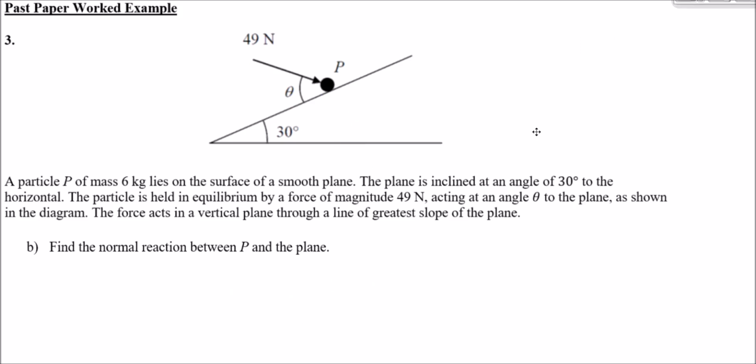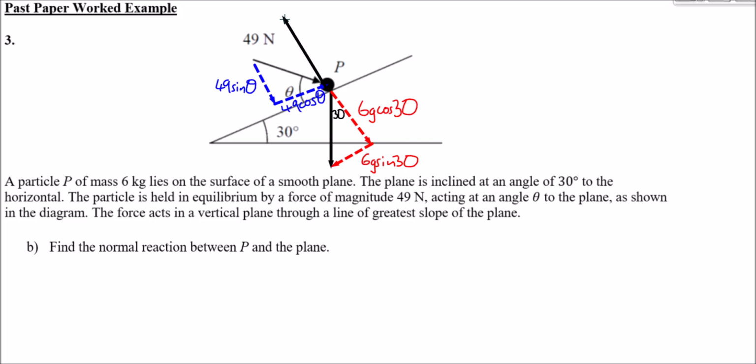For part B, we need to find the normal reaction between P and the plane. So it's worth just remembering what we labelled in terms of our resolving earlier on from part A. So here's what we resolved for part A. One thing we didn't add in was this normal reaction. So let's just add this in now, because obviously we need to work this out. So the normal reaction will be going up and away like so. That's going to be the normal reaction.